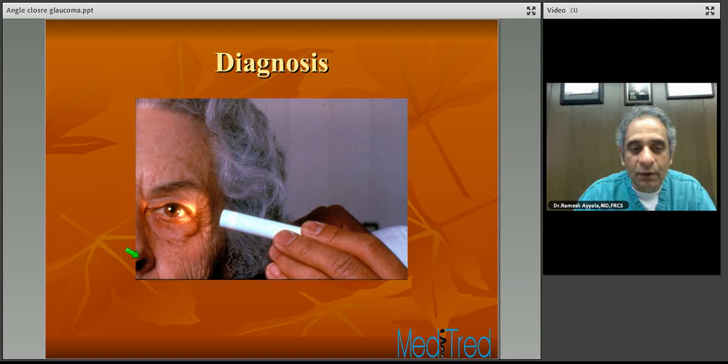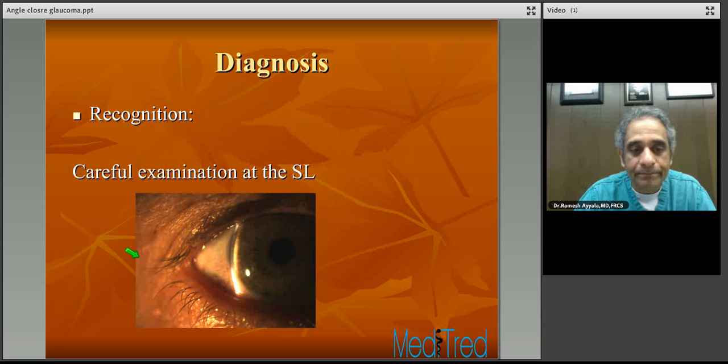This is a crude way, but you can spot these patients with shallow chambers. As you get more experienced, I recommend you do this. As clinicians, as you see more and more of these eyes, you can shine a light on the eye, and you can tell if the chamber is shallow or not. Careful examination at the slit lamp, as is being shown here.